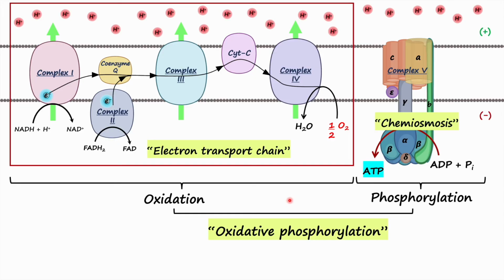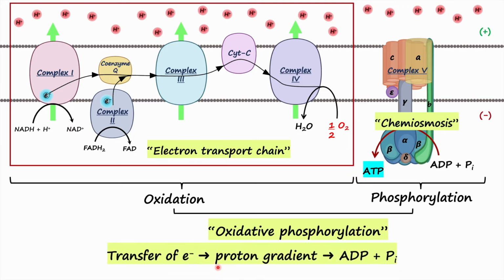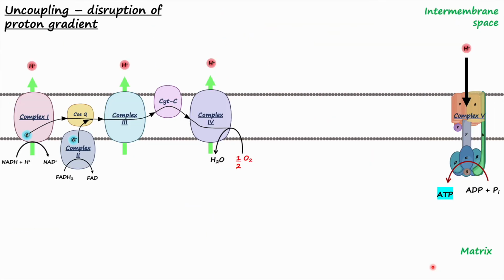And one important part here is the formation of this proton gradient. If the proton gradient is not established, it can lead to the inhibition of ATP synthase and ATP synthesis. So basically, the proton gradient couples the electron transfer to ADP phosphorylation to make ATP. Now, there are certain conditions where the proton gradient can be disrupted, and that can lead to the uncoupling of electron transport to ADP phosphorylation to make ATP.